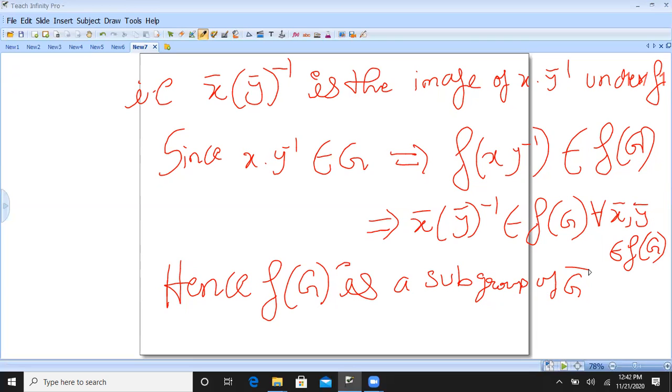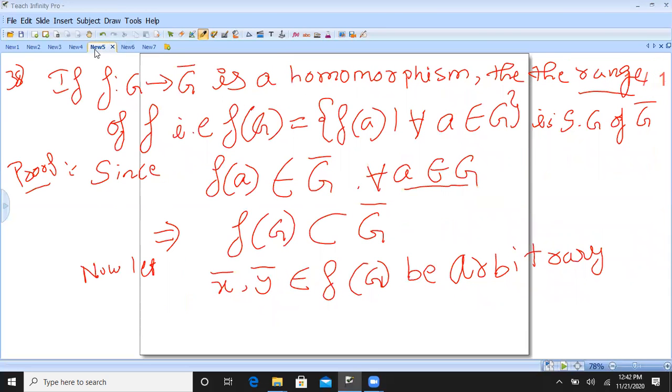So I will start with it from first. That is, if f from G to G bar is a homomorphism, then the range of f, that is f of G, equal to f of a for all a belongs to G, is a subgroup of G bar.